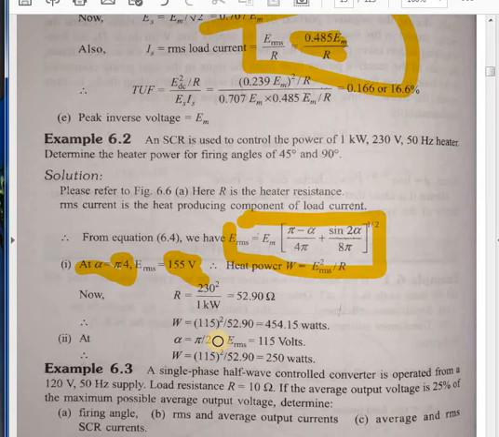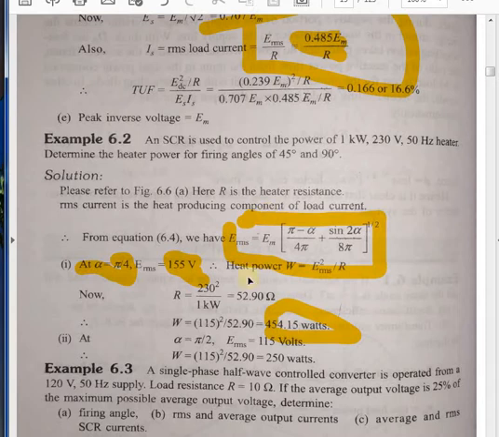So 115 squared by 52.90 is 454.15 watts. So our power for the 1 kilowatt supply is 454.15 watts. Similarly, for alpha equal to pi by 2, you are considering ERMS equal to 115 volts, and 115 by 52.90 is 250 volts.